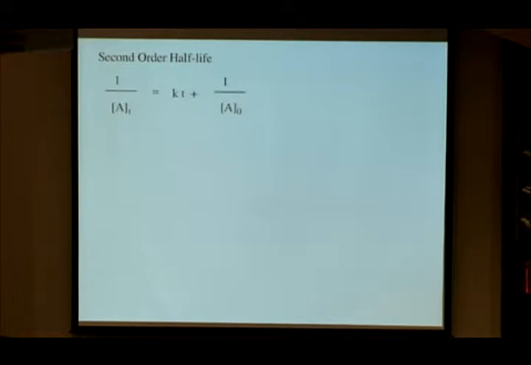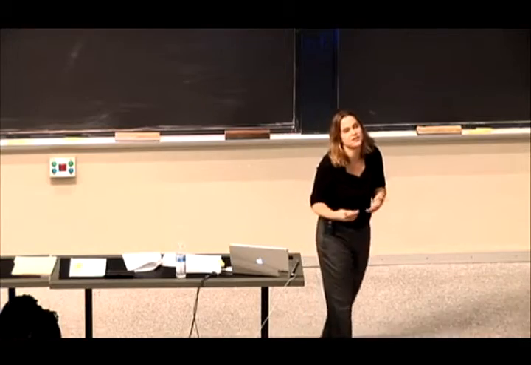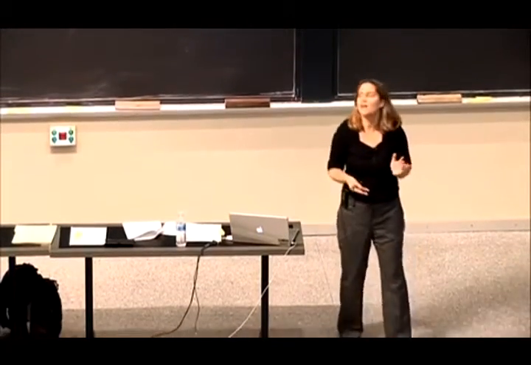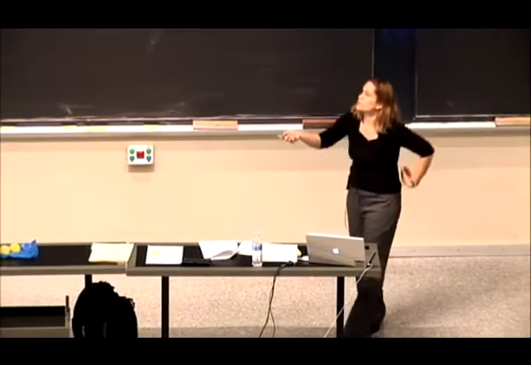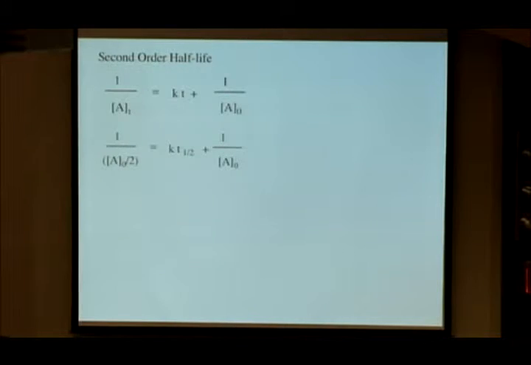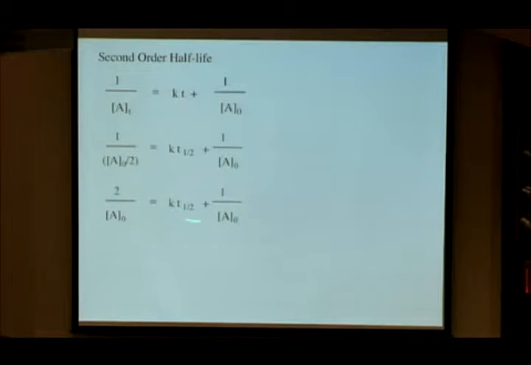So in terms of second order half-life, we talked about first order half-life, and for any half-life, it's just the time it takes for half of the original material to go away. So we can rewrite this and take A at t and substitute in the original concentration divided by 2, and then we can give t a special name, t half. So that's the half-life.